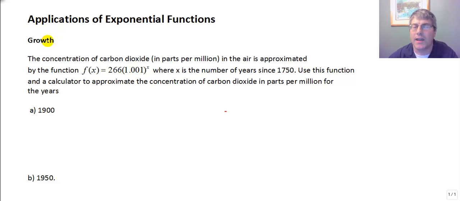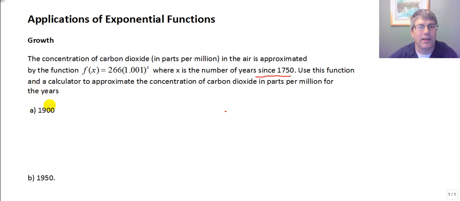Here's an example of a growth function. The concentration of carbon dioxide in parts per million in the air is approximated by the function f of x equals 266 times 1.001 all raised to the x power, where x is the number of years since 1750. Use this function on your calculator to approximate the concentration of carbon dioxide in parts per million for these years.